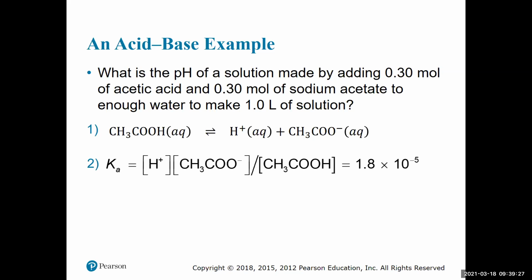Acetic acid, hydrogen ion, acetate ion. So that expression then would be the hydrogen ion concentration times the acetate ion concentration divided by acetic acid equals our Ka for acetic acid.